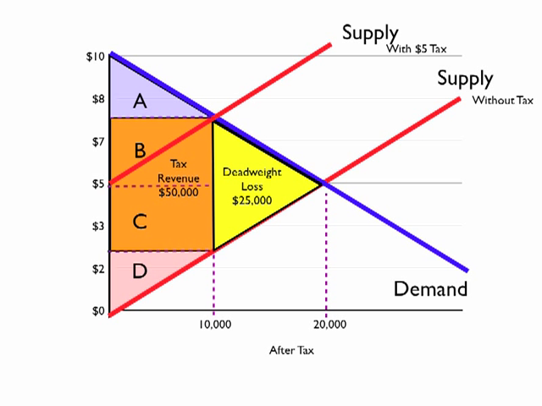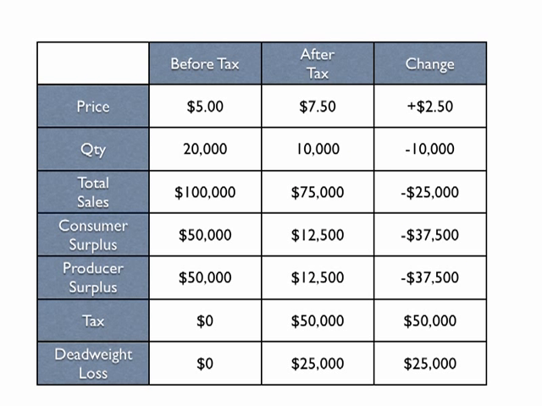We could calculate up all of these areas and assign numerical values to each one of them. This table summarizes the before and after tax situation. The price before the tax was $5. We impose a $5 tax, but the price doesn't go to $10 due once again to the downward sloping demand curve. The new equilibrium point is going to be at $7.50, so the price will go up by $2.50. Quantity drops from 20,000 units down to 10,000 units.